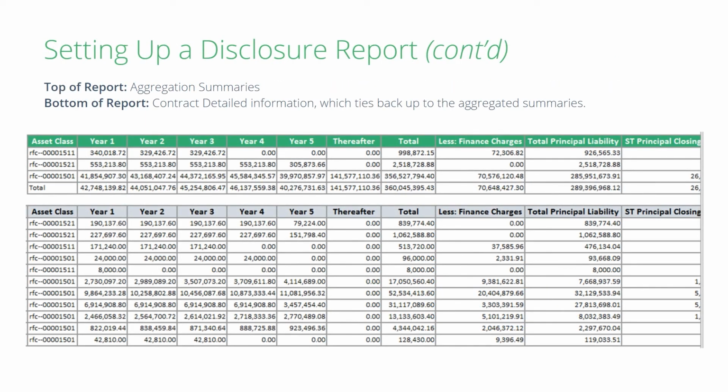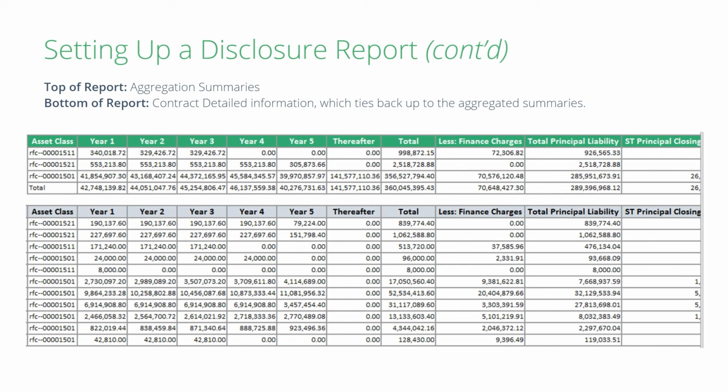Setting up a disclosure report. Once reports are generated in Nakisa Lease Administration, we're able to view the aggregate overview by asset class, broken down by the summary details below. Over here, this is an example of the maturity analysis, where we're able to view the breakdown aggregated by asset class that is available on the left-hand side. Below that, we're able to view the breakdown by contract level.